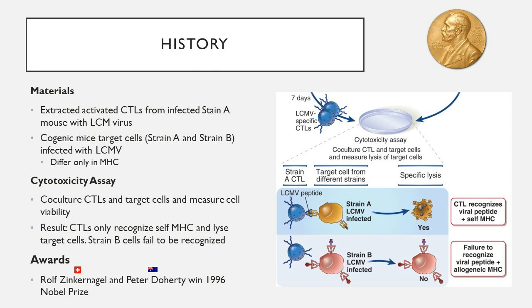What scientists could then conclude from this study was that CTLs are not only specific to the antigen that they recognize, in this case both strain A and strain B would have had the same antigen, but to the MHC complex that presents that antigen. The two scientists were Rolf Zinkernagel of Switzerland and Peter Doherty of Australia. And for this famous 1974 study, they would be awarded the 1996 Nobel Prize in Medicine.